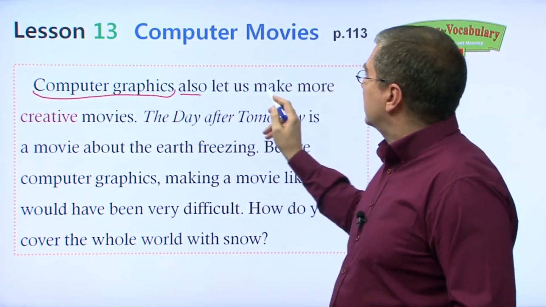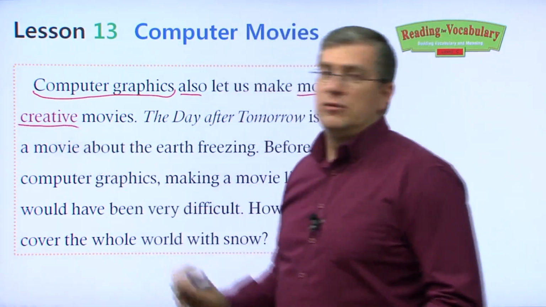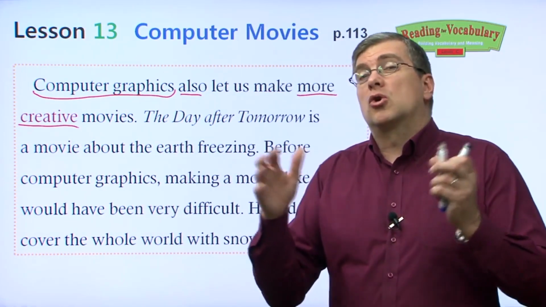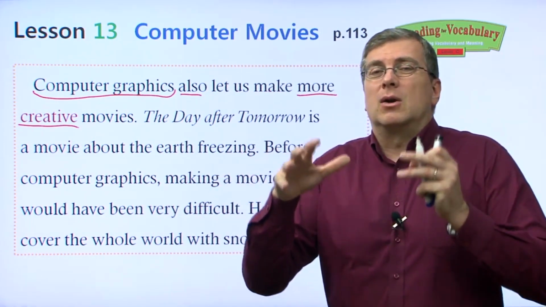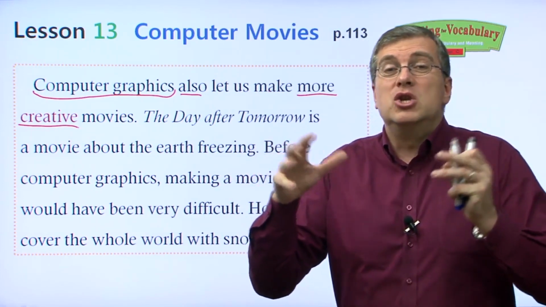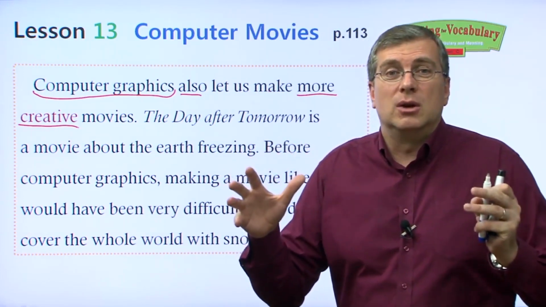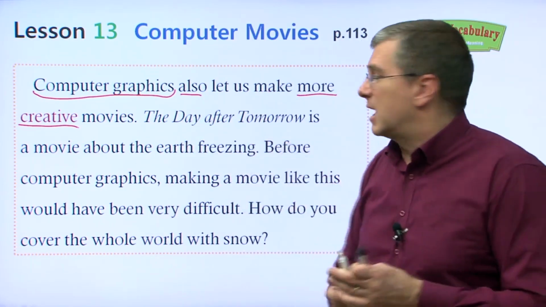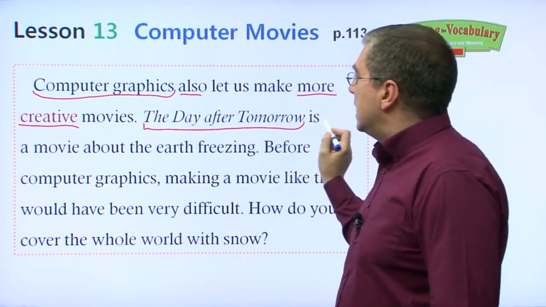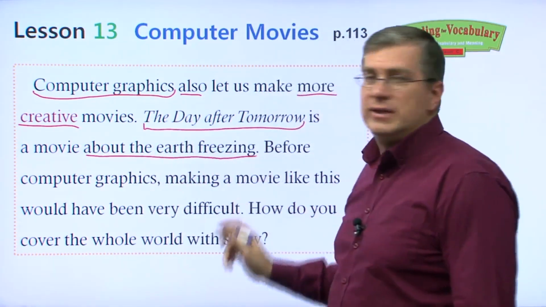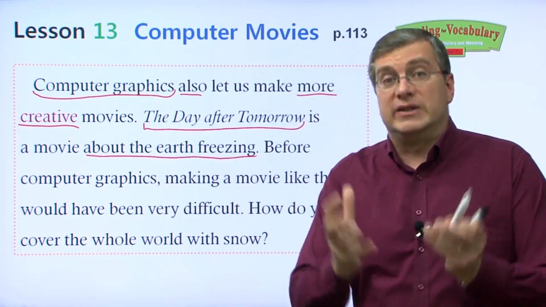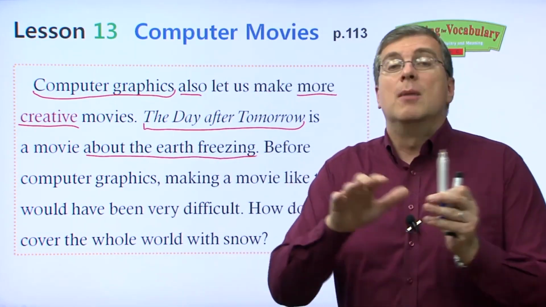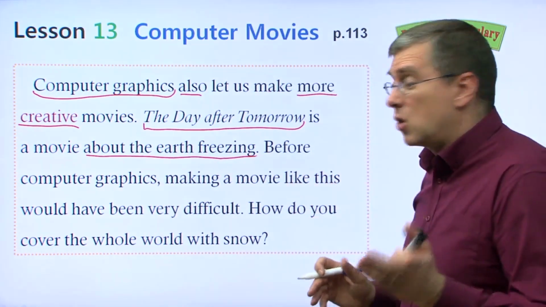They also let us make more creative movies. So not just dinosaurs running around in the background, but now we can do more creative things. We can do even better or more interesting, newer or more original movies. Not just dinosaurs. In this movie, The Day After Tomorrow, that's the example. It's a movie about the Earth freezing. So in this movie, the Earth freezes, right? It's talking about climate change. There's a big swing in the climate. Most of the world freezes, becomes very cold.